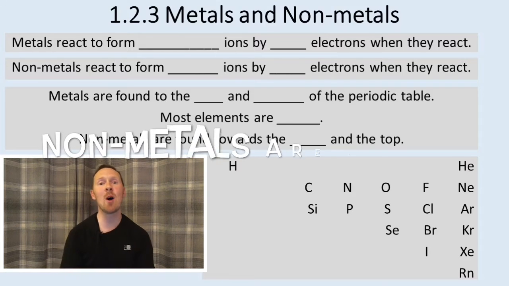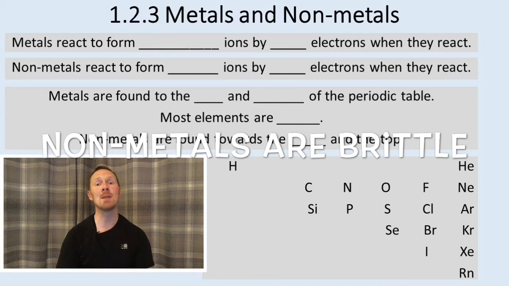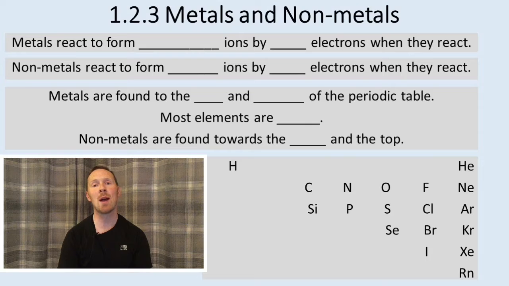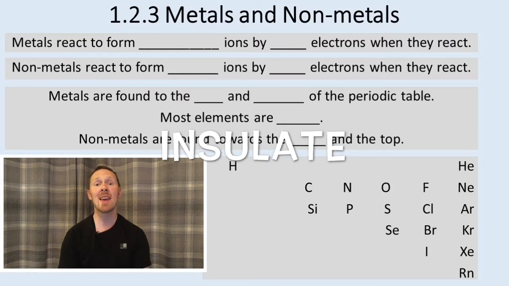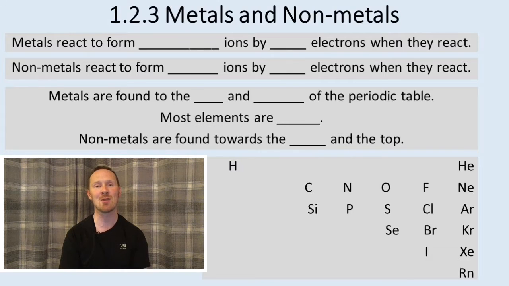The properties of non-metals are like this. They're brittle, which means they don't bend easily. They break when a force is applied to them. They insulate. They're not good thermal conductors because they don't have delocalized electrons that can move through the structure. And they don't have shiny surfaces normally. They are dull. So brittle, insulators and dull.